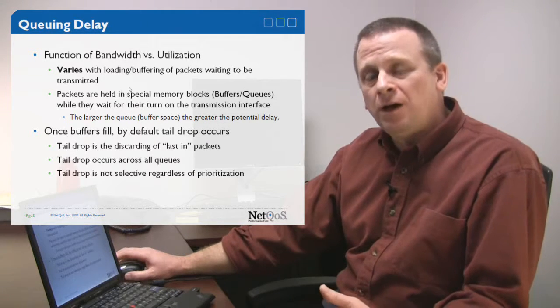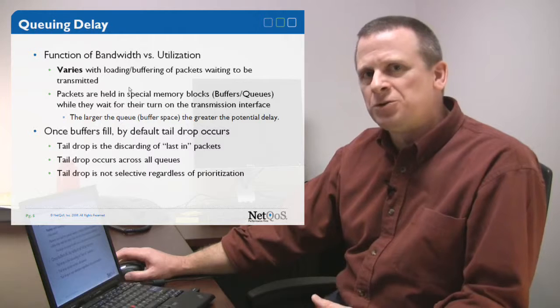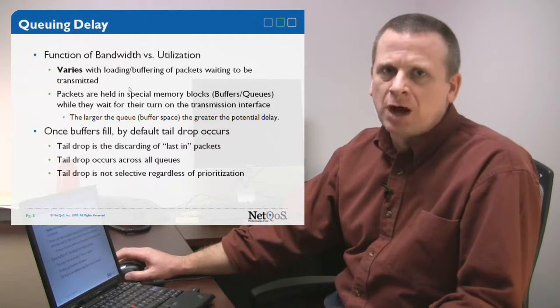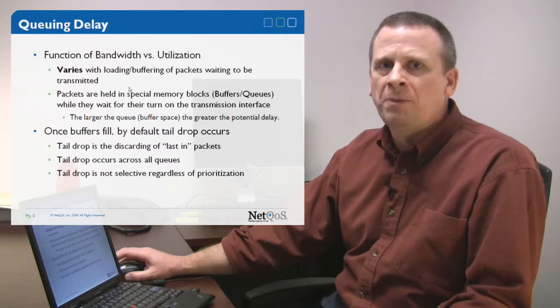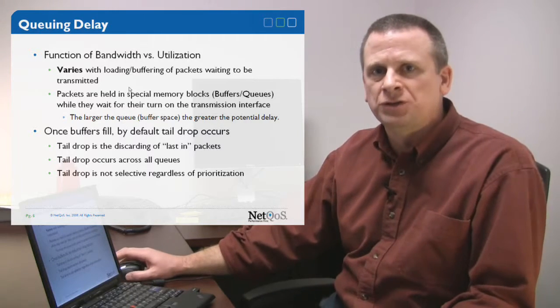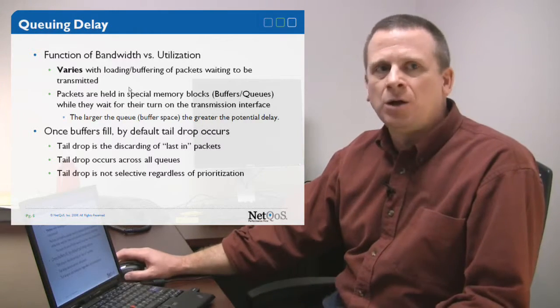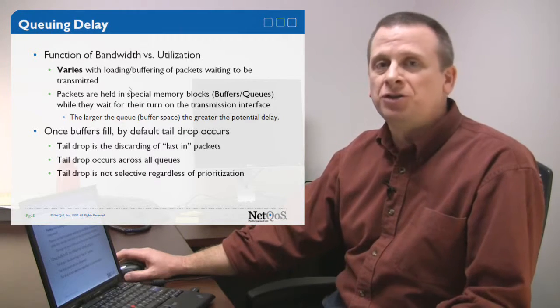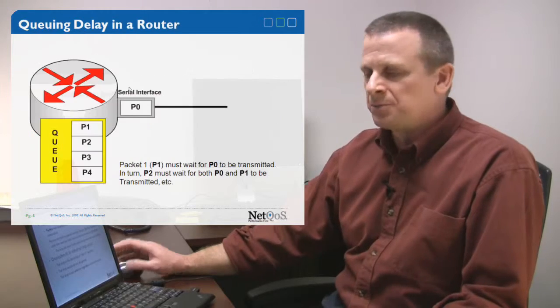If you have enough delay and that queue fills, the default reaction of any queue is what we call tail drop. It indiscriminately drops all packets that are received once the queue is full. And that results in packet loss, which results in retransmissions, which results in significant delays.